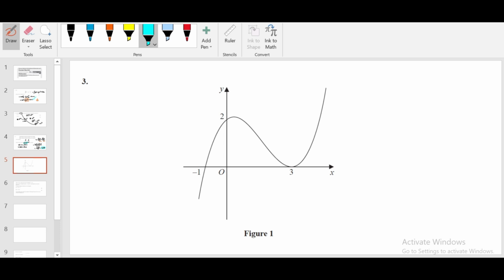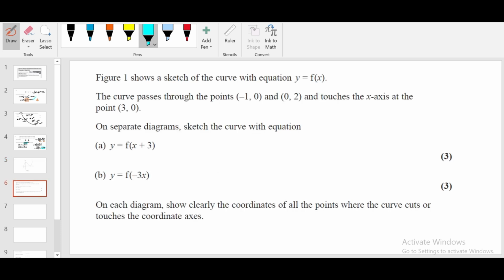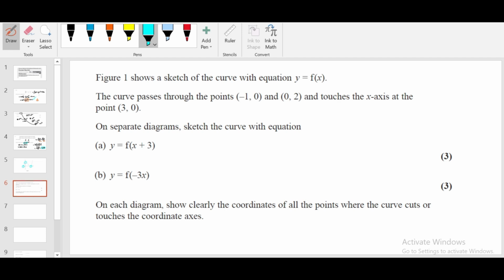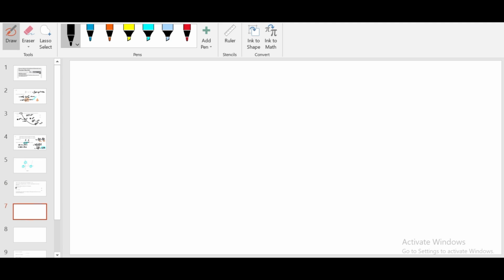Question number 3 now. We have a figure given, looks like a cubic graph. It says figure 1 shows the sketch of the curve with the equation y is equal to f of x. The curve passes through the 3 points minus 1, 0, 0, 2, and 3, 0. On a separate diagram, sketch the curve with the equation y is equal to f of x plus 3. Okay, I'm going to put it here separately. There are 3 points on the f of x graph: minus 1, 0, then 0, 2, and then 3, 0.